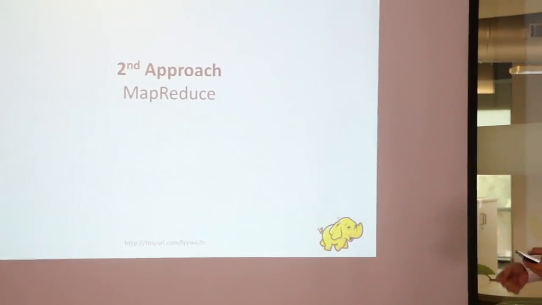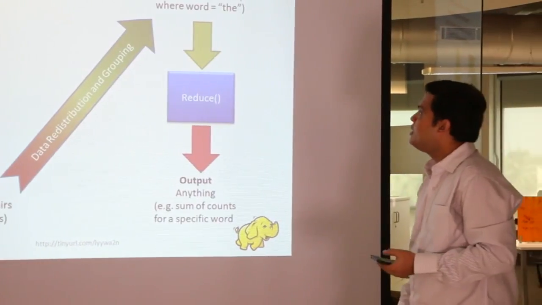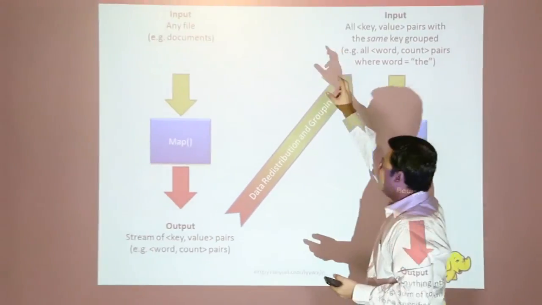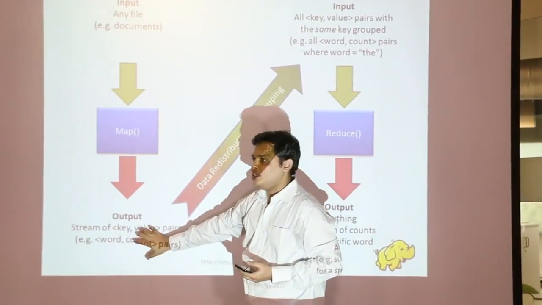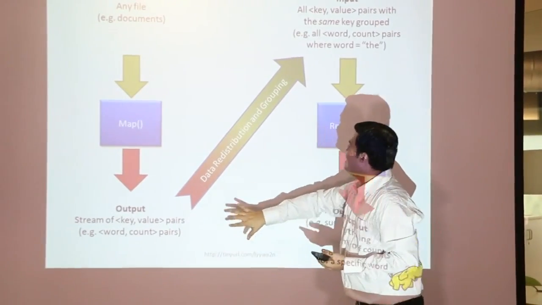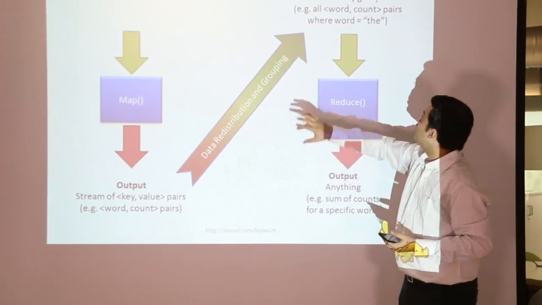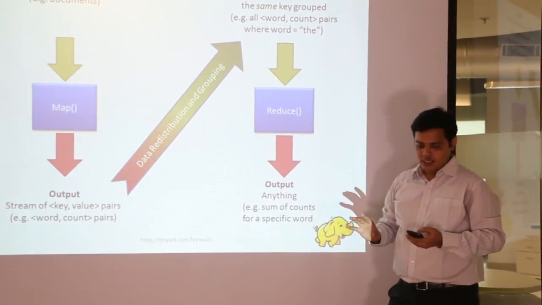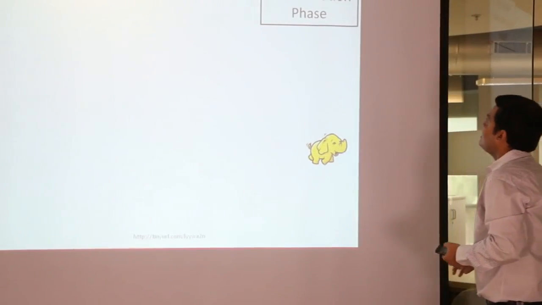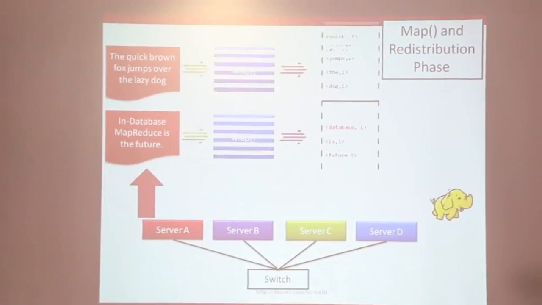How does MapReduce work? If there is any document, when you map it, it will give me a key-value pair. We'll see what that means. Then there is sorting, distribution, and regrouping, and that goes to the reduce phase, which gives you the final output. Let's see what exactly the mapping does.